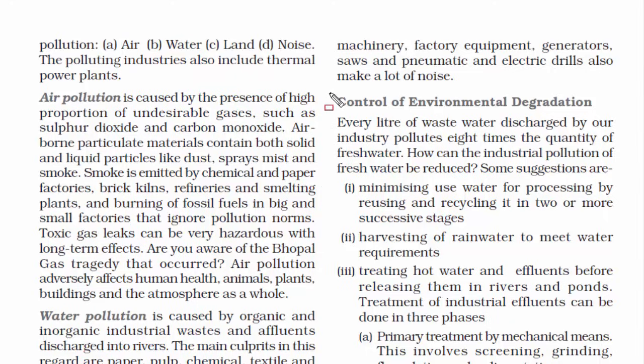And the last topic of this chapter is control of environmental degradation. Now we know how important industries are for a nation's economy, and we also know the level of pollution that these industries cause. Does it mean that we totally shut down these industries? The answer is no, that cannot happen 100%, right? I mean, we can reduce the degradation, and I think we must.